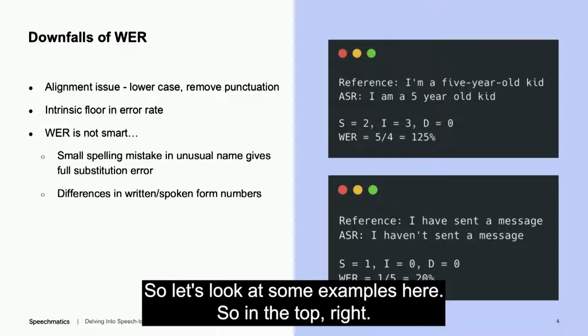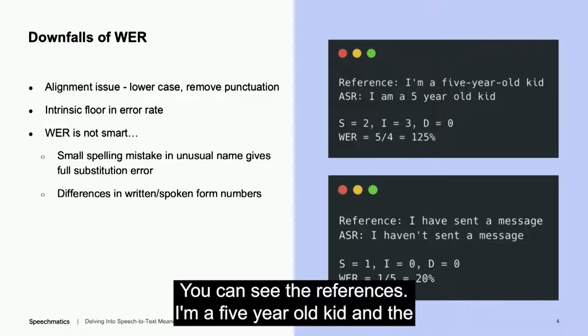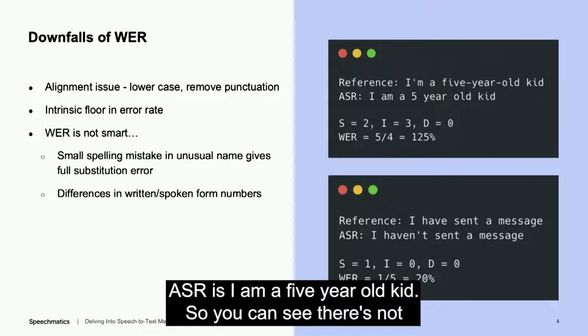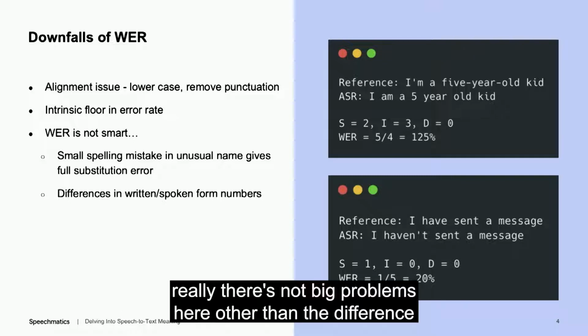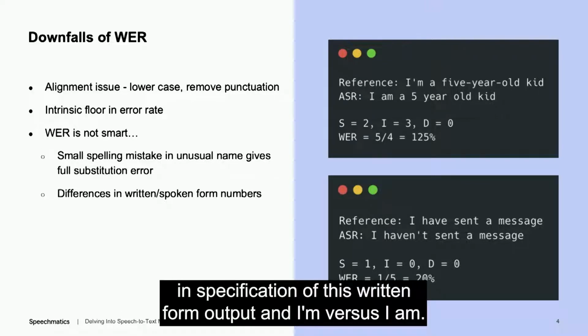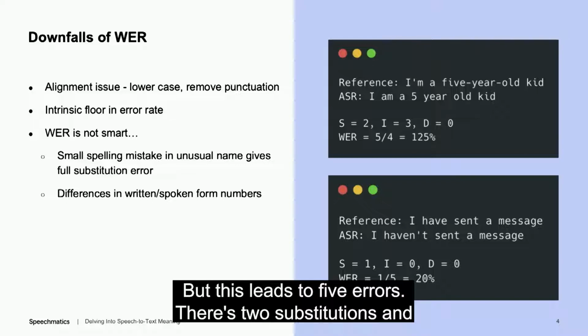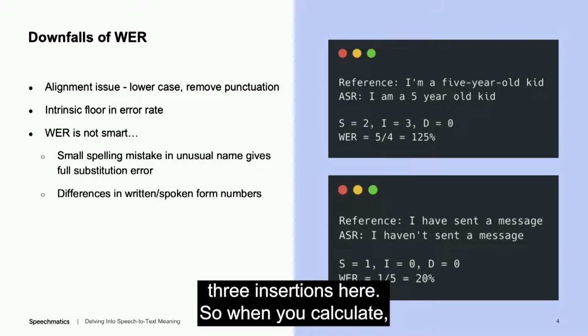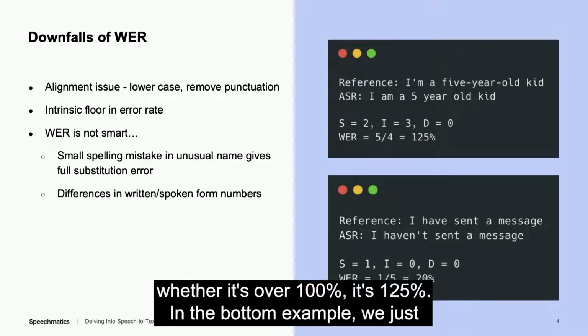So let's look at some examples here. In the top right, you can see the reference is "I'm a 5-year-old kid," and the ASR is "I am a 5-year-old kid." So you can see there are no big problems here other than the difference in specification of this written form output, "I'm" versus "I am." But this leads to 5 errors. There are 2 substitutions and 3 insertions here. So when you calculate word error rate, it's over 100%.